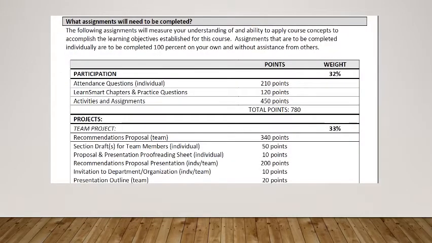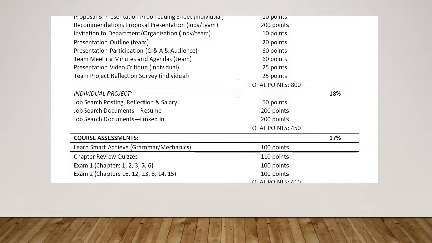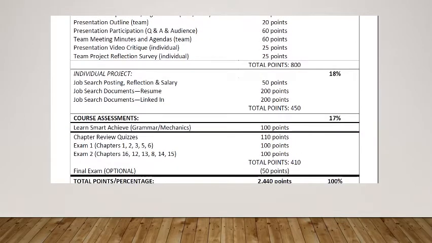Last but not least, you will notice here on the syllabus that there are points of what you're going to need and what they count for. Your participation in this class, for your attendance questions, whether they be online or in person, is 32%, along with your chapters and practice questions and other activities and assignments. Your team project is going to make up about 33% of the points in this class. Your individual project, which is a job searching project, is 18 points.